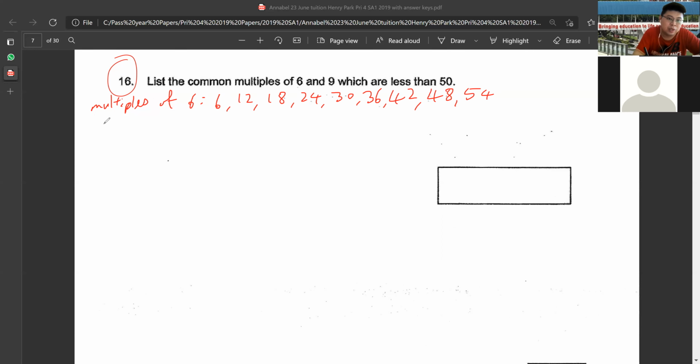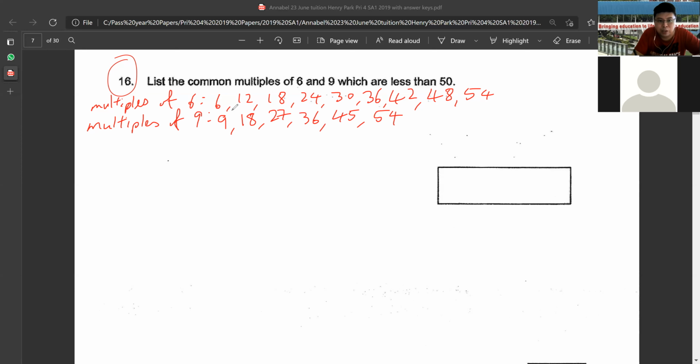Okay. Less than 50. How about multiples of 9? Multiples of 9 are 9, 18, 27, 36, 45, 54. Okay, can stop here. Less than 50.